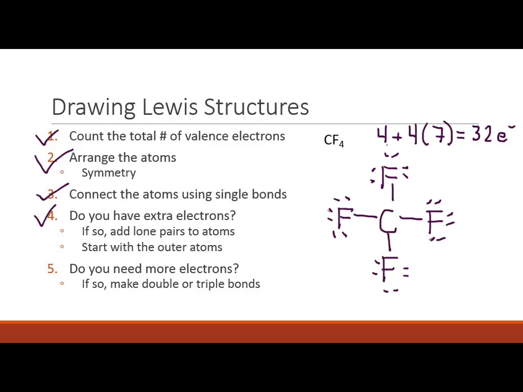Do I need more electrons? Well, let's check. This fluorine here happens to have a grand total of 8 electrons around it. This one has 8, this one has 8, and this one has 8. And the carbon in the center has 2, 4, 6, 8 around it. So everybody's happy. I don't need any more electrons. All right, so that is our structure for a carbon with 4 fluorines around it.